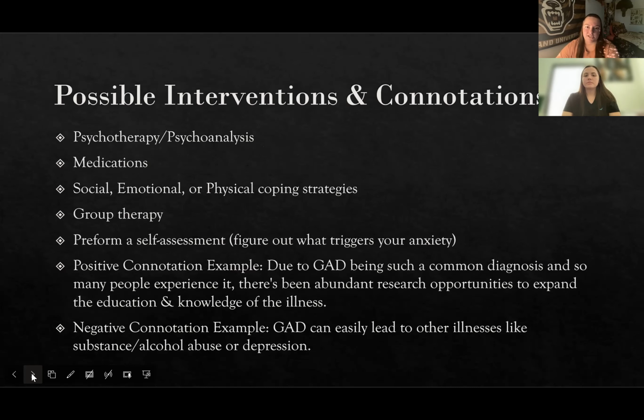For possible interventions and connotations, I added psychotherapy or psychoanalysis, and that is simply just counseling. Medications, that could be stuff like antidepressants, or like Matthew said, GAD can stem into other things. So if medications help lessen the symptoms of other things that they might be experiencing, the medications could definitely help with their anxiety. Social coping strategies, as far as talking to your family or friends about how you're feeling. Don't just keep it bottled up, or think that you need to wait until the next counseling session. If you need to talk to somebody about something, please do it.